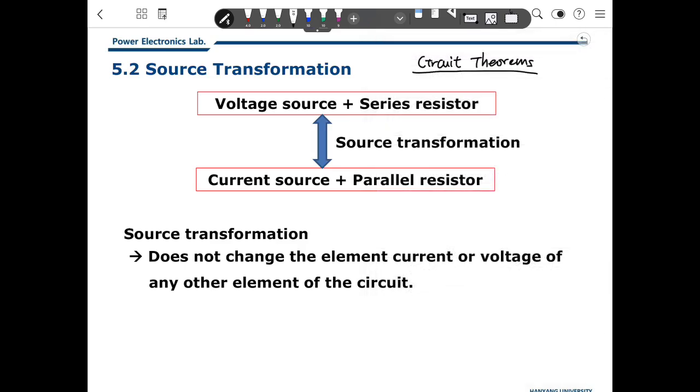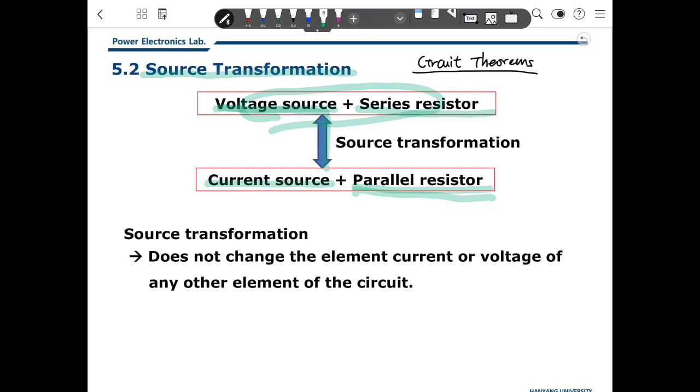First, we will deal with source transformation. Source transformation means we want to change the voltage source to the current source. In the case of the voltage source, it has a series resistor. In duality, the current source has a parallel resistor. So we can transform the equivalent circuit from the voltage source and series resistor to the current source and parallel resistor. We call that a source transformation.